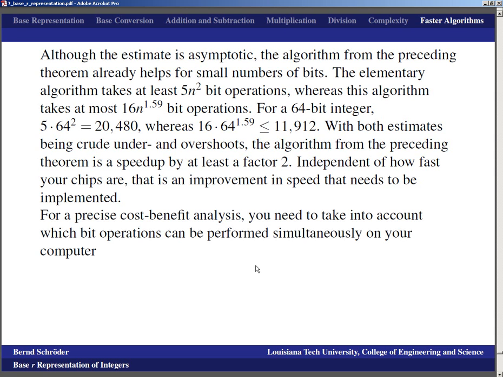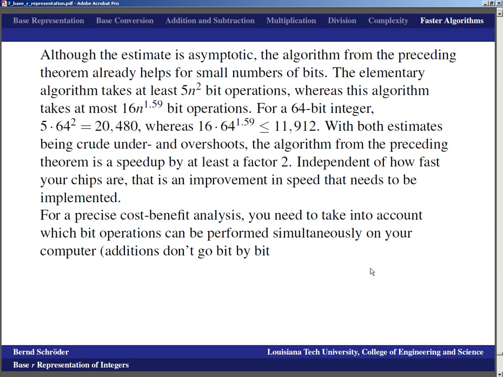For precise cost-benefit analysis, of course, you need to take into account which bit operations can be performed simultaneously on your computer, because at some point in time, the splitting really is overtaken by the fact that you can do simultaneous bit operations. But what that would then mean is that you would just hardwire a huge number of bits for your integers. Say you go with, I don't know, 1024-bit integers or something like that, and then split that down with an algorithm like that until you've got 64-bit integers where things go more rapidly, or maybe 32-bit integers, and you use a fast algorithm on that.